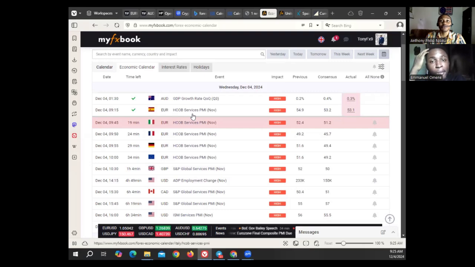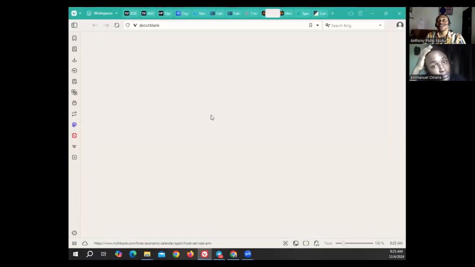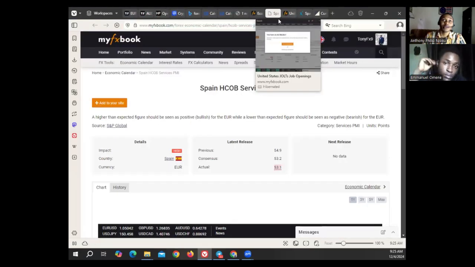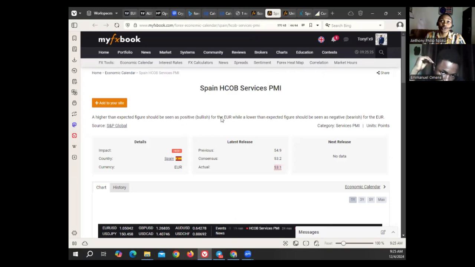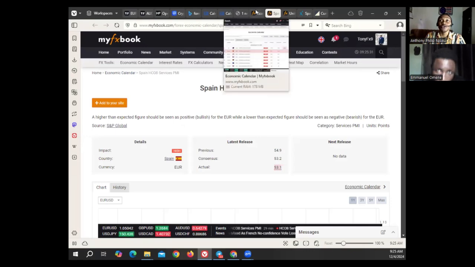Okay, that's global service PMI. And you might be wondering, what is this service PMI? So let's read a bit about what service PMI is in actual sense. They say that a higher than expected figure should be seen as positive for the pair, while a lower than expected figure should be seen as bearish for the pair.